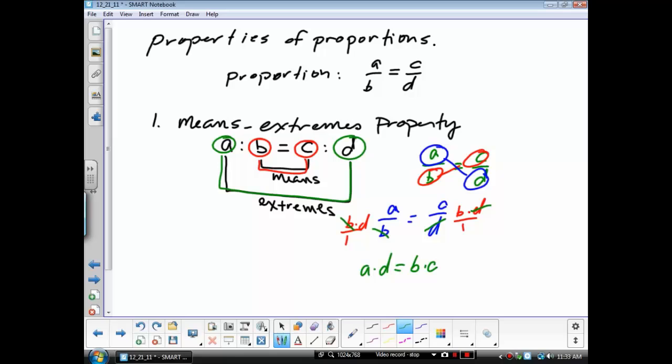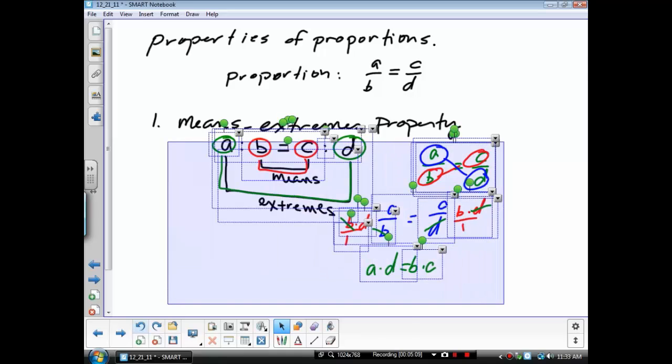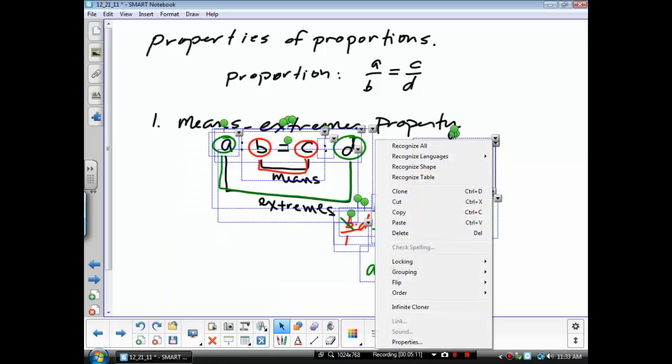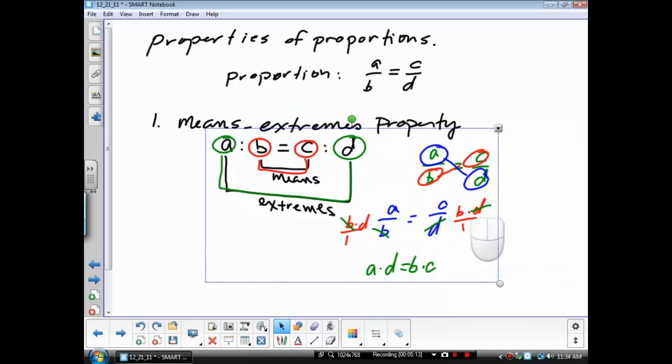If you take a look at what we have here now, A times D equals B times C, and then you take a look at our means and our extremes, what you see is the product of the extremes equals the product of the means. A times D are your extremes. B times C are your means. So the means extremes property is the property that says the product of the extremes equals the product of the means.